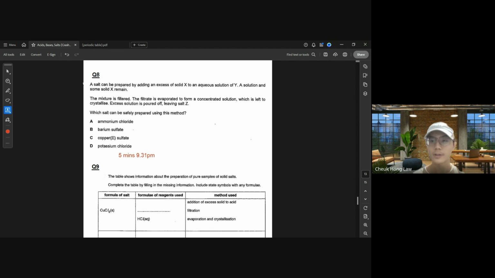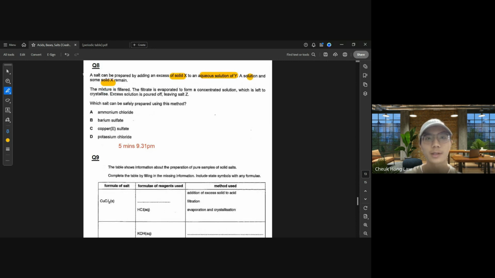All right, I'll be going through the questions now. Question 8: a salt can be prepared by adding excess solid X to an aqueous solution of Y. This already tells you that they are adding excess. A solution and some solid X remain. The mixture is filtered, and the filtrate is evaporated to form a concentrated solution. You have to evaporate it because it originally has water, right? It's evaporated to form a concentrated or saturated solution. So this double confirms that this method is adding excess.